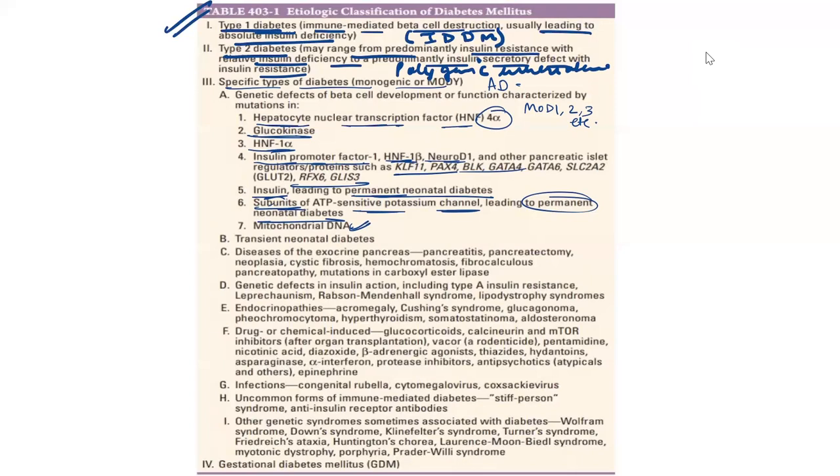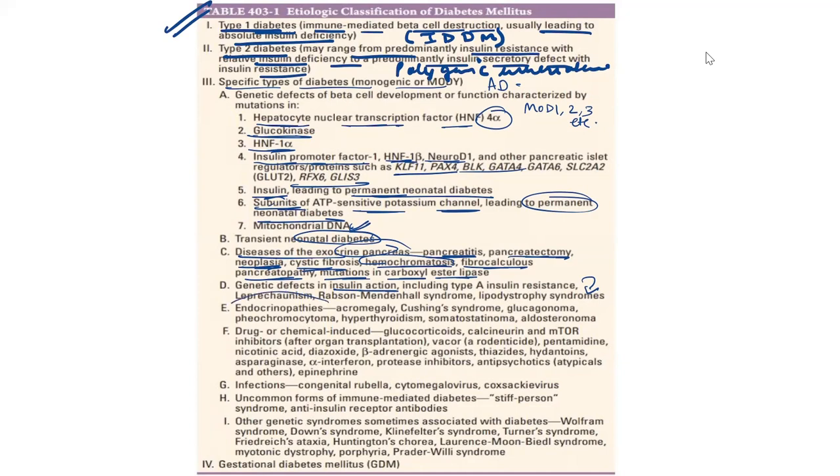Then we can have transient neonatal diabetes. Then we can have diseases of the exocrine pancreas presenting as diabetes, like in pancreatitis, pancreatectomy, neoplasia, cystic fibrosis, and hemochromatosis, where there is deposition of iron in the beta cells. Then we can have fibrocalculous pancreatopathy. Then we can have mutations in carboxyl ester lipase. Then we can have genetic defects in insulin action, like in these syndromes, which can lead to diabetes.